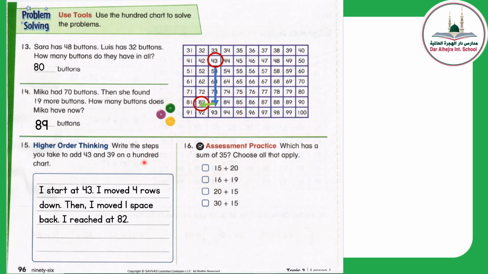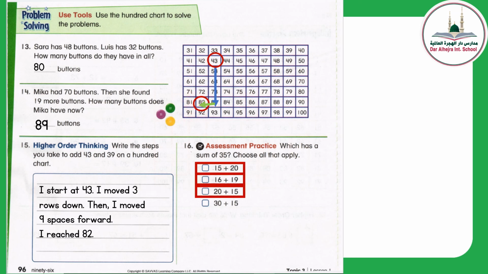There is another way to do the same problem, because here we can see 39 is just 1 less than 40, so we can add 40 first and then make it 1 less. So in order to do that, we can start again from 43, then move down 4 rows, then move 1 space back. Again we have reached here 82.